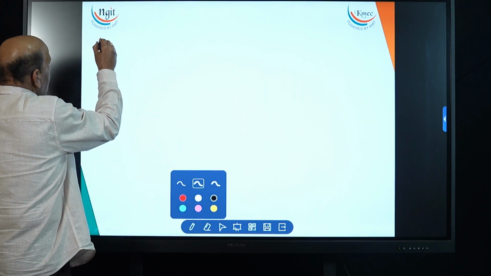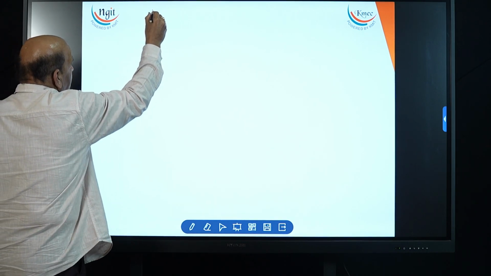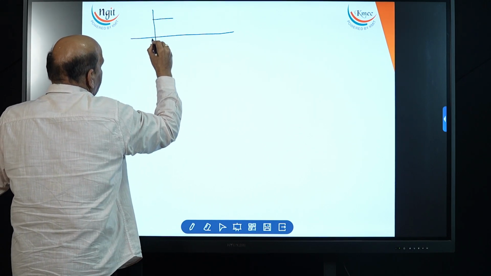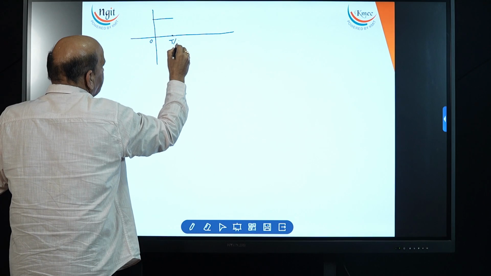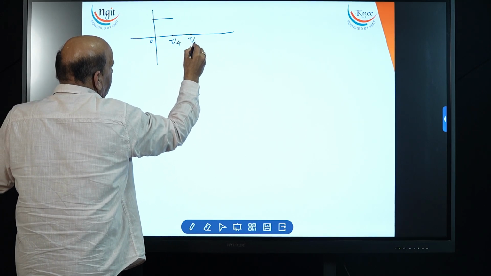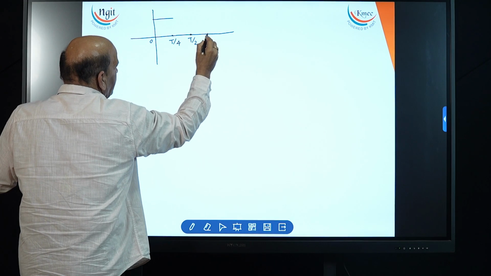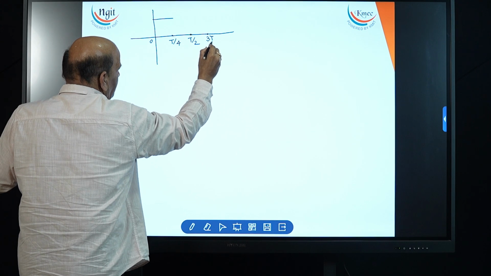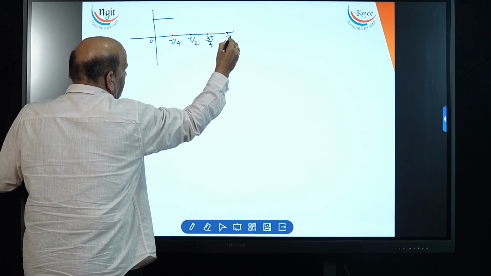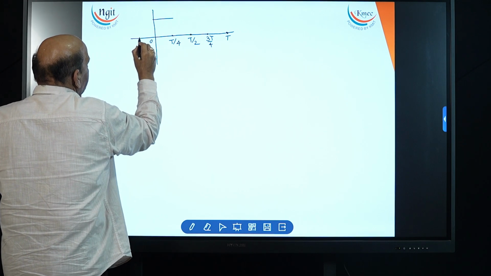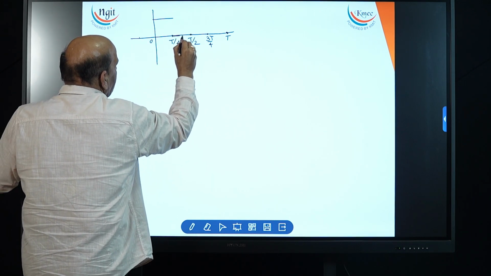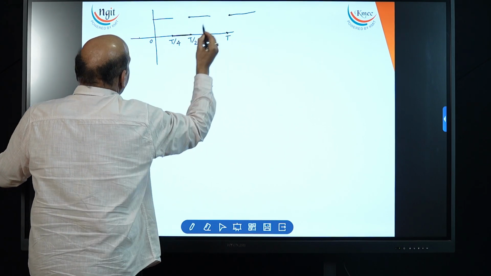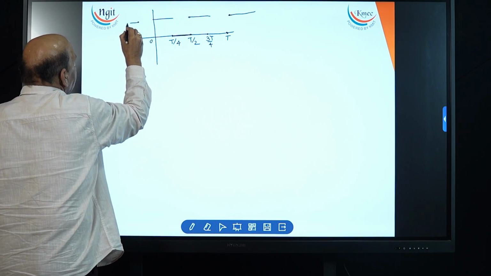Now just look at, we are taking a Fourier series of the format. It is from 0 to T by 4. This is T by 2. This is 3T by 4. This is T. Now, in this way, the waveform will be like this.